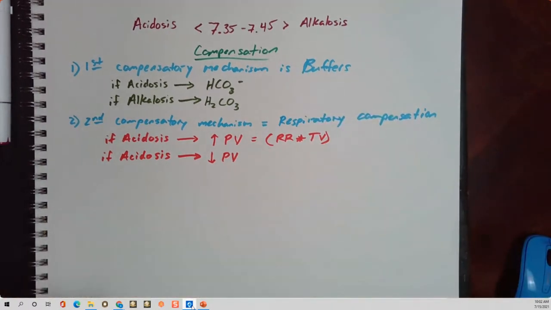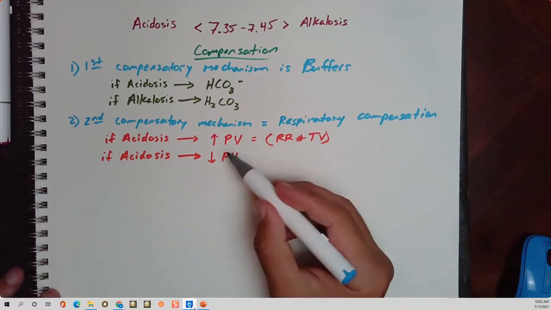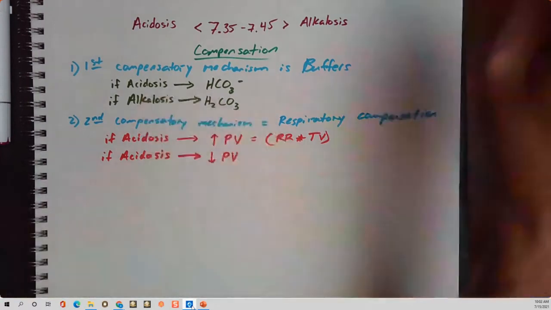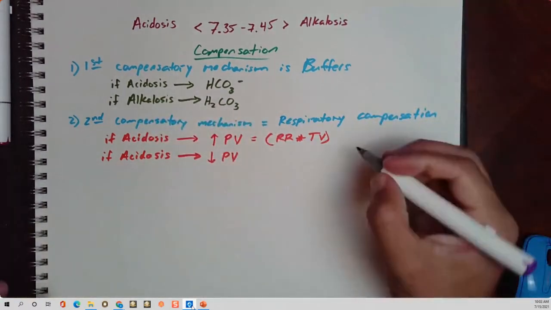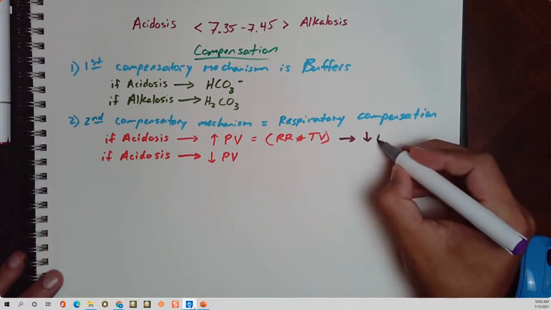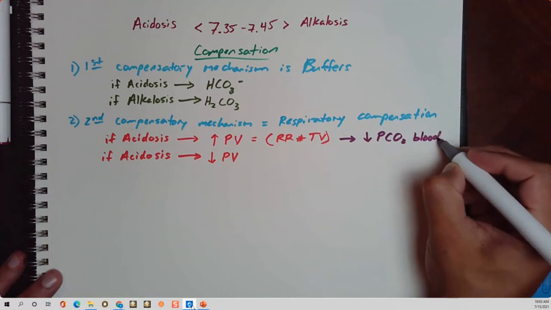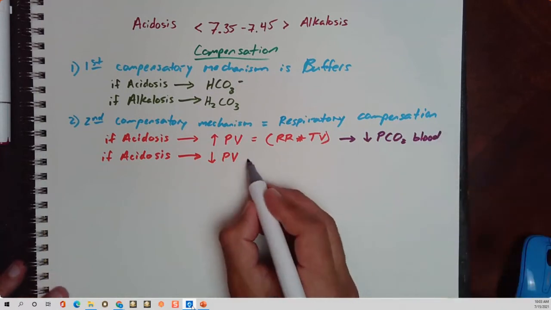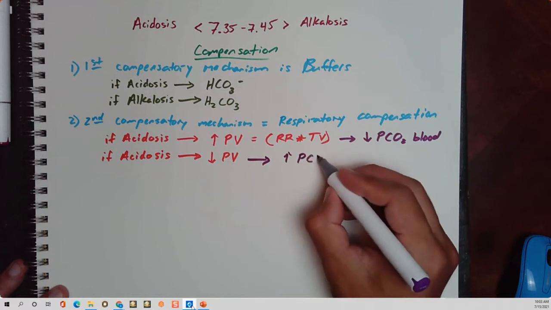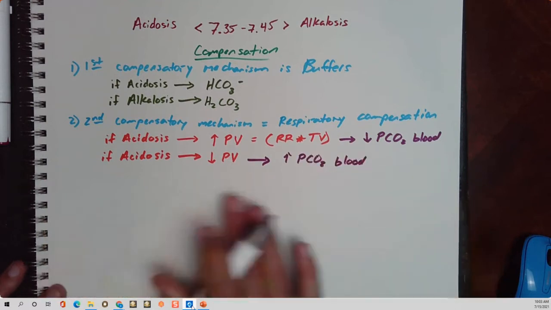Anywho, yeah, so both of these are going to be impacting CO2. If I increase that pulmonary ventilation, the end result, what we're after, is this is going to end up decreasing the available or partial pressure of carbon dioxide in the blood. Whereas if I decrease my pulmonary ventilation, I will end up increasing that partial pressure of carbon dioxide in the blood. So that's how it helps.